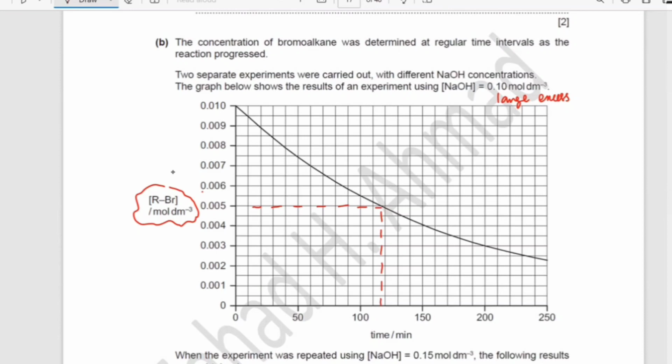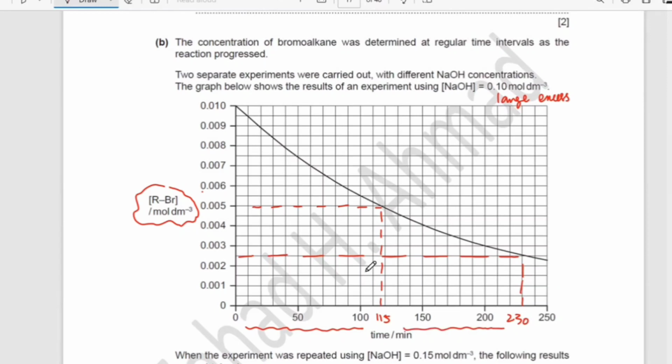Then what's the second half life? The second is here. What is that? This is 115, and that's exactly 230. The half-life is constant. The first half-life is 115. The second half-life is also taking the same time.